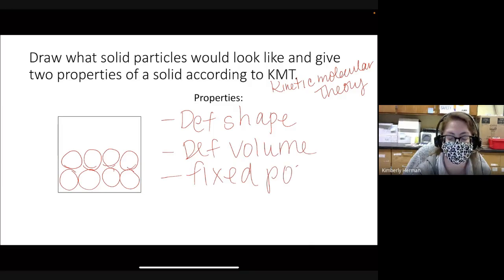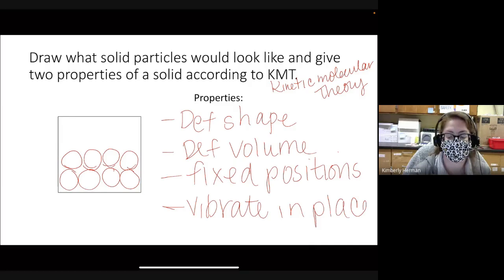Now yours only said to write 2, but I'm going to write a few, and you might want to write it down on your paper too. They also vibrate in place. So those are just a few properties of our solid.